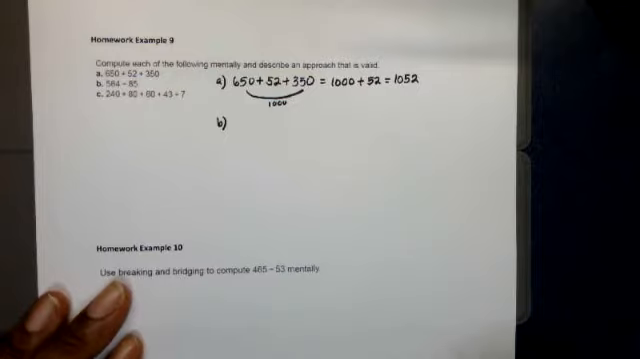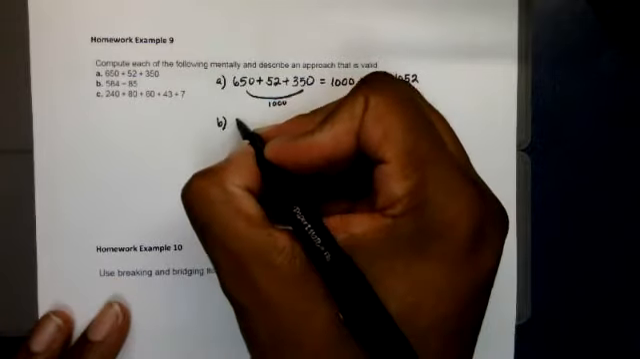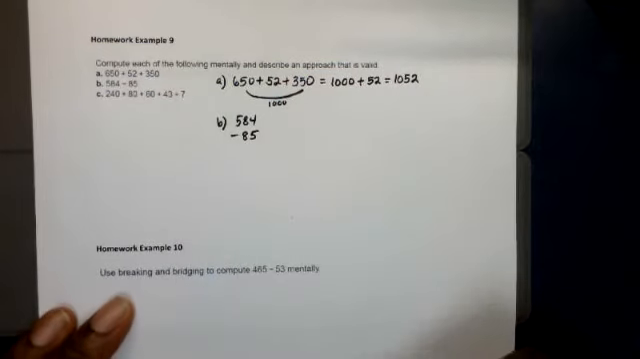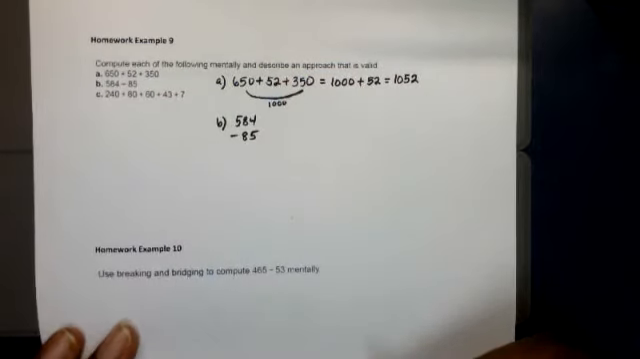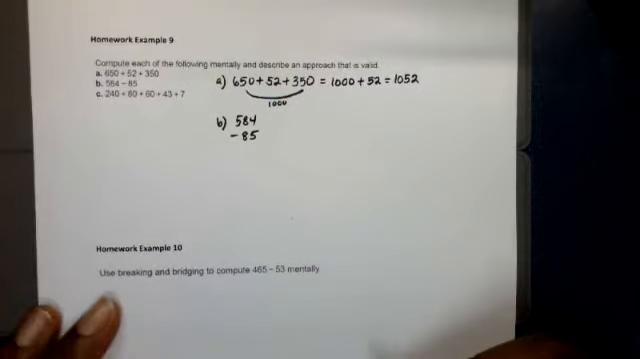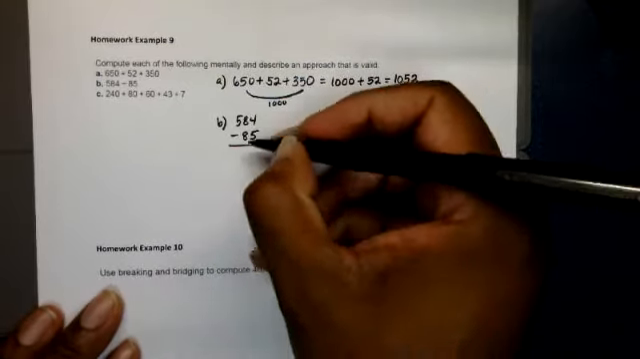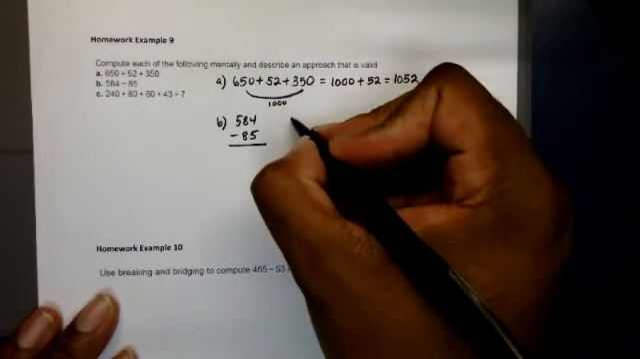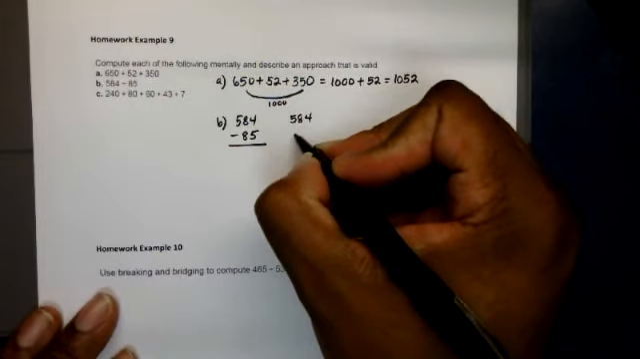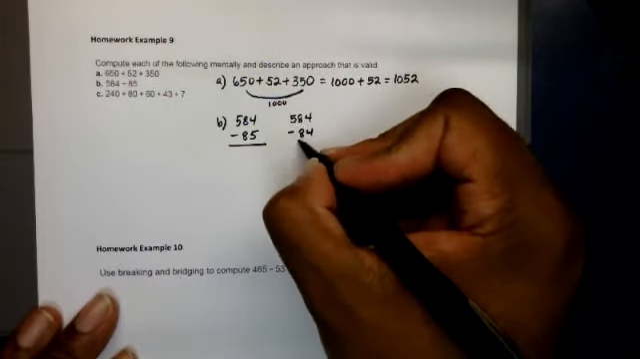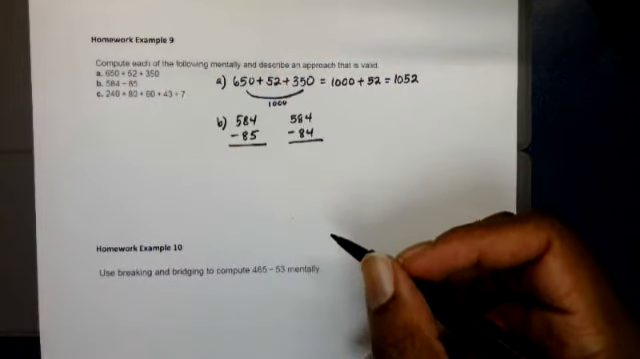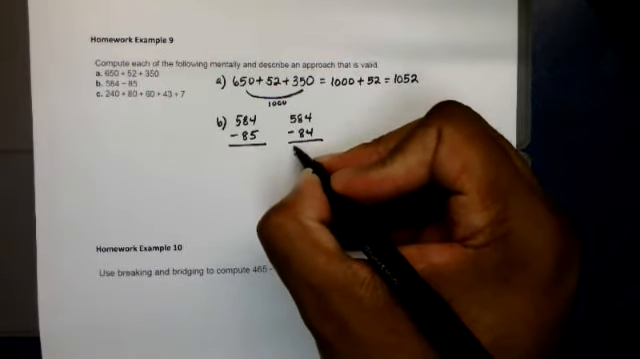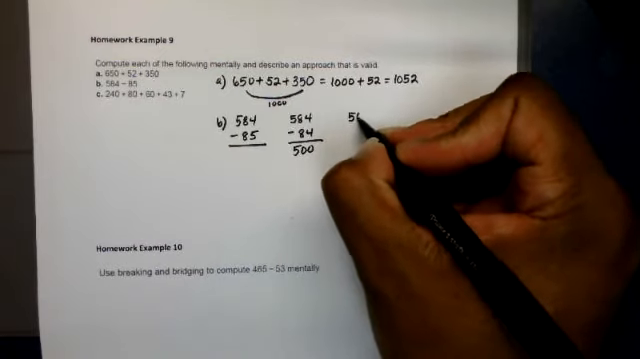Now for part B, you got 584 minus 85. Now notice in this case that the 85 is one more than 84. So if I do this, 584 minus 84, break 85 up as 84 and 1. 584 minus 84, that's 500, and then I still got one more to subtract.